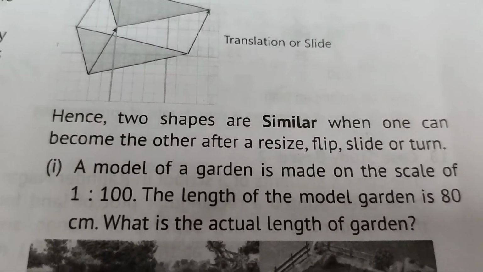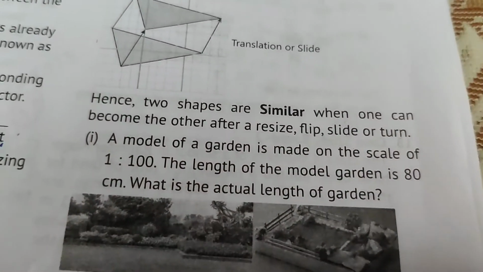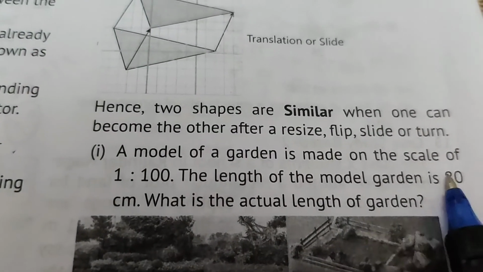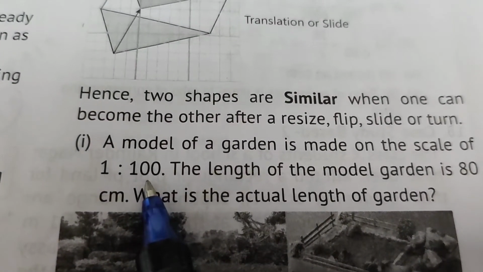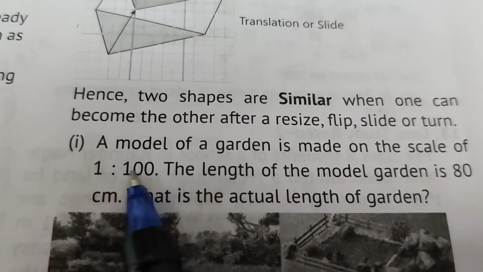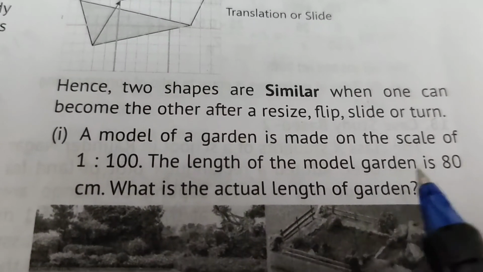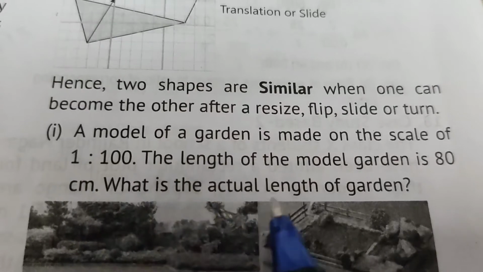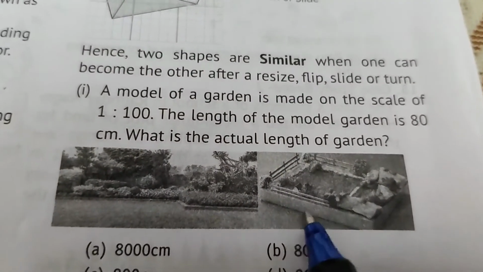A model of a garden. Question number 1. The model of a garden is made on a scale of 1:100. This is the ratio, scale factor 1:100. The length of the model garden is 80 centimeter. What is the actual length of the garden?